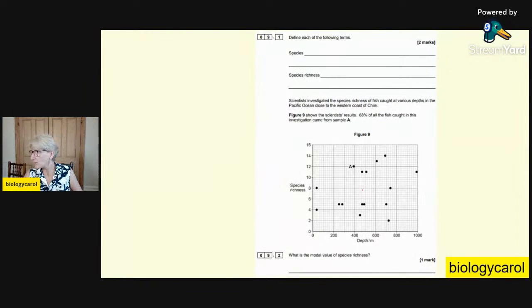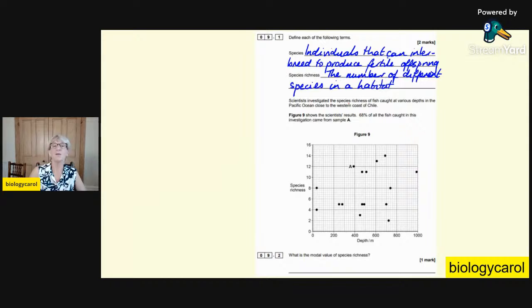Number 9. Okay, we may not get through all of this. Define the following terms. Here are the answers. Species: individuals can interbreed and produce fertile offspring. There's the key word, fertile. The offspring can themselves produce offspring. Species richness is the number of different species in the habitat. Okay, so I got the 2 marks here.